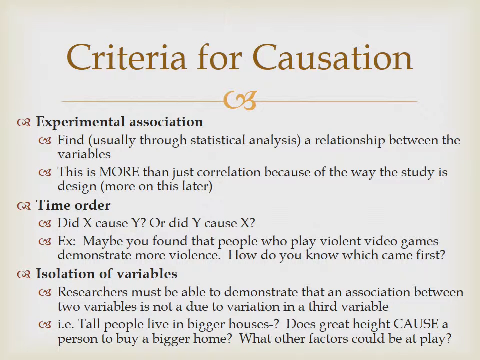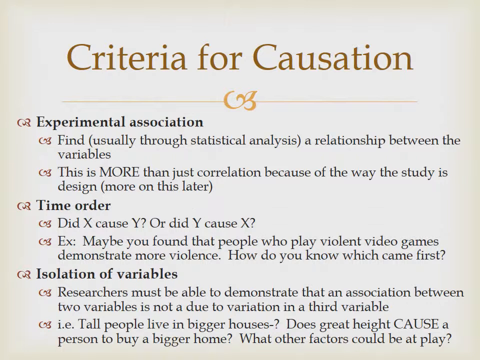And then finally, I already said this, but I will probably keep saying it, which is that it is very important to have isolation of variables. Researchers must be able to demonstrate that an association between two variables is not due to a variation in some other third, fourth, or fifth variable, like that example we gave with the parental neglect. That association between parental neglect and arrest rates might be because of many other variables that are stuck in between.